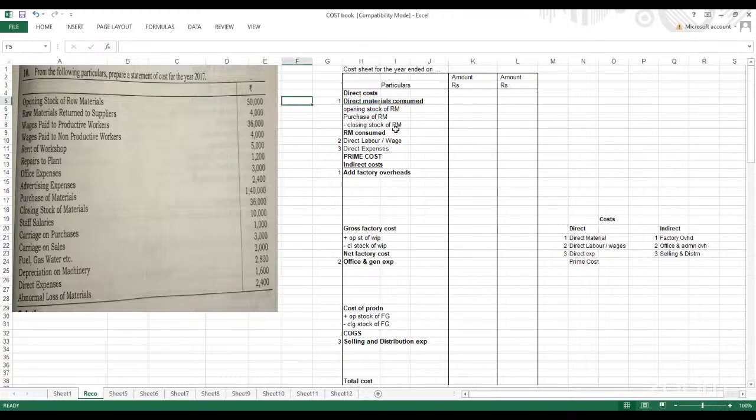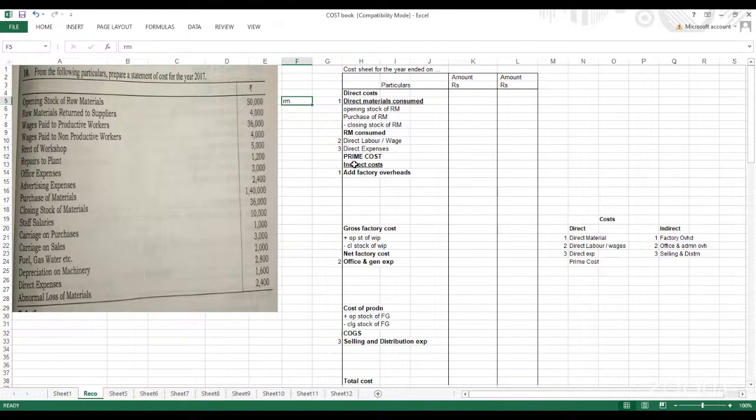The marking will be RM. Even the opening stock, purchase of raw material, and closing stock of raw material will have the same marking, RM. Clear? If you have direct wages or direct labor, you will do the marking DL or DW. If you have direct expense, you will do marking DE. Don't do marking prime cost, because it has 3 subheads. So do marking for the subheads.